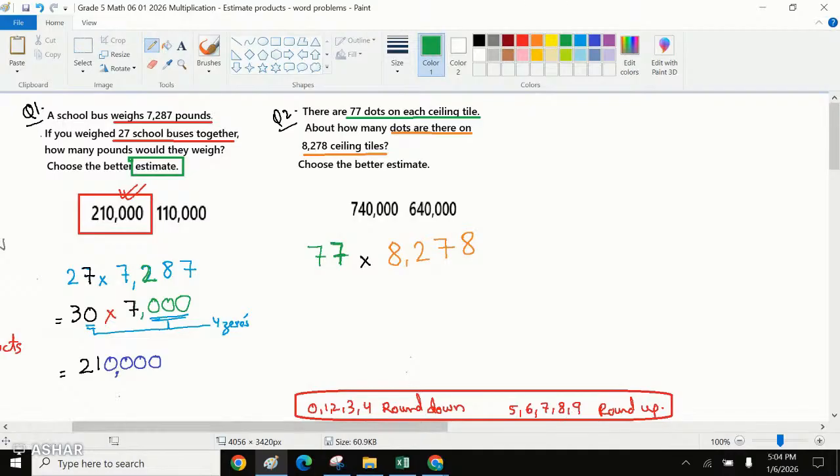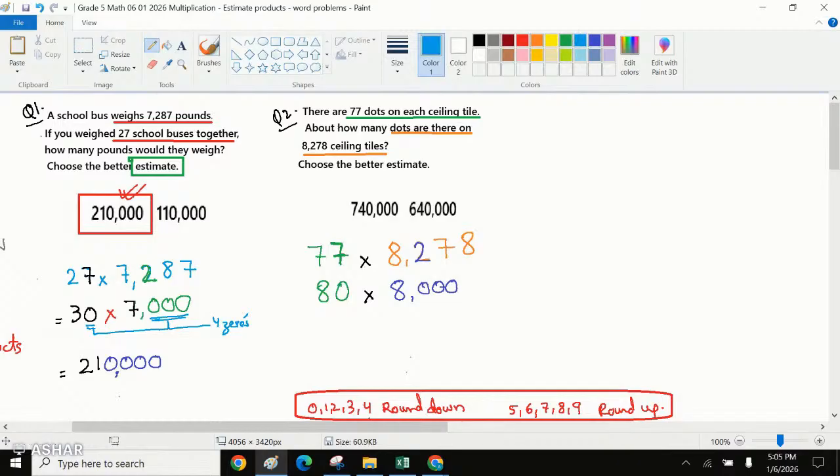Whenever we are rounding up the number, 77 is near to 80. Multiply by, when we look at this next one, 8,278. So we look at the 2. 2 would round it down. That means 8,278 is nearer to 8,000.